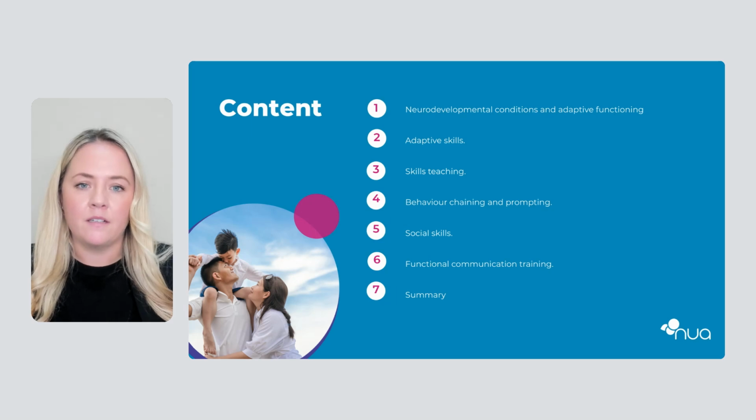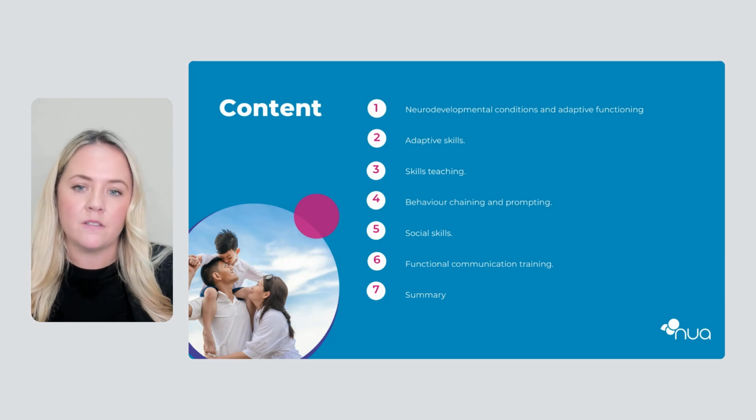So beginning with the content then, first of all, we're going to look at neurodevelopmental conditions and adaptive functioning. Secondly, we'll look at adaptive skills, so what they are and some examples of these. Thirdly, we'll look at skills teaching, so specific strategies to try and develop skills. Fourth, we're going to look at a specific skills teaching procedure called behaviour chaining and prompting in a little bit more detail. Fifth, we'll look at social skills and some strategies to support the development of these skills. Sixth, we'll look at functional communication training, so a way to develop a communication system. And seventh, we'll look at a summary of what we've discussed today.